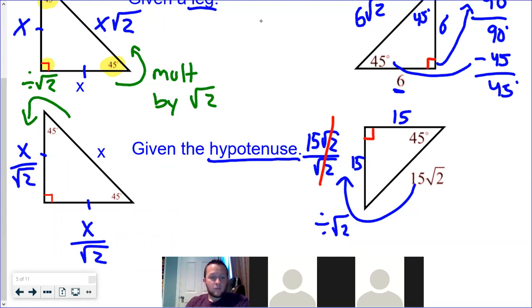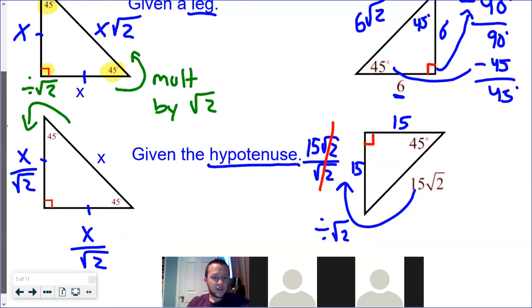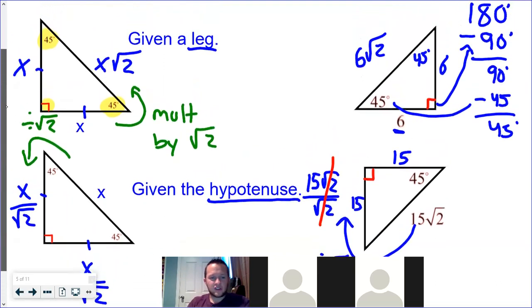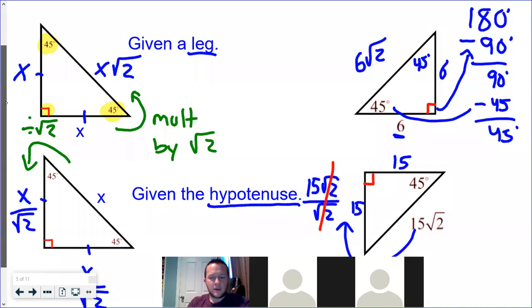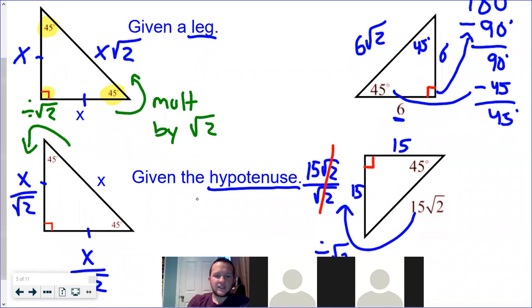Okay, now we're going to do 8 examples of this, and then we'll go to the 30, 60, 90. But what you need to remember is that for a 45, 45, 90, if you're given a leg, first off, the other leg is going to be the same, okay? But then you times by the square root of 2 to get the hypotenuse. If you're given the hypotenuse, well, then you have to do the opposite, which was divide by the square root of 2. And that will give you your leg, and the other leg will be the same.